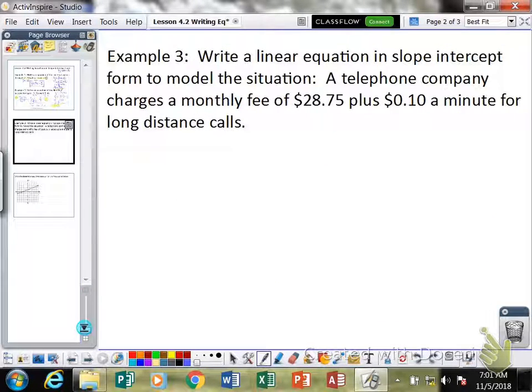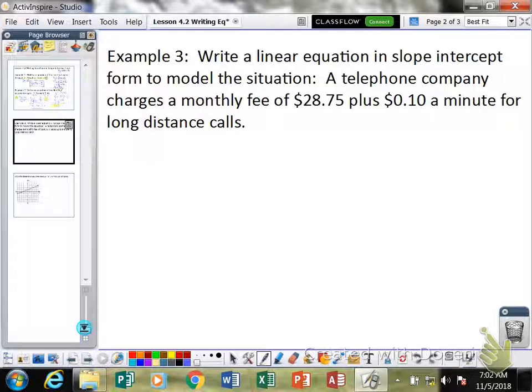Write a linear equation in slope-intercept form to model the situation. A telephone company charges a monthly fee of $28.75 plus 10 cents a minute for long-distance calls. Now, a lot of students will look at this and say that, okay, so it's a monthly fee of $28.75 plus 10 cents a minute.